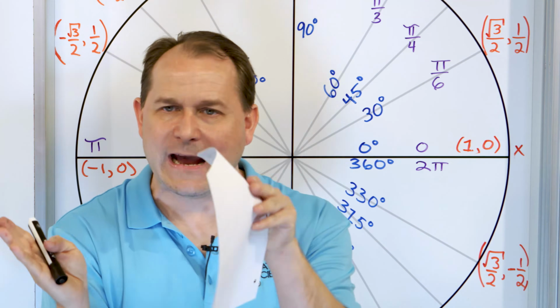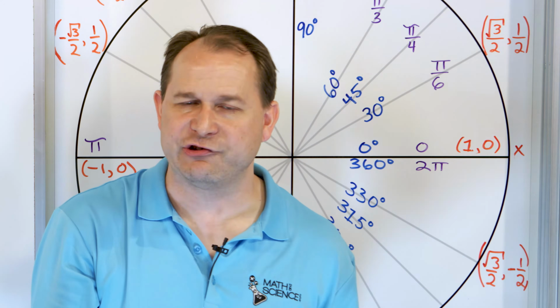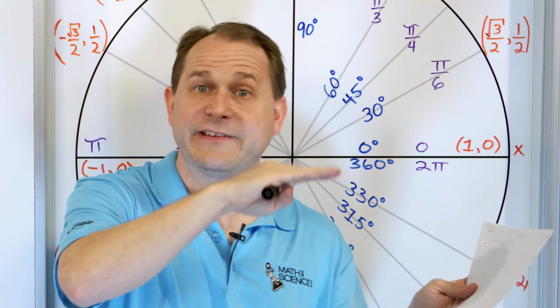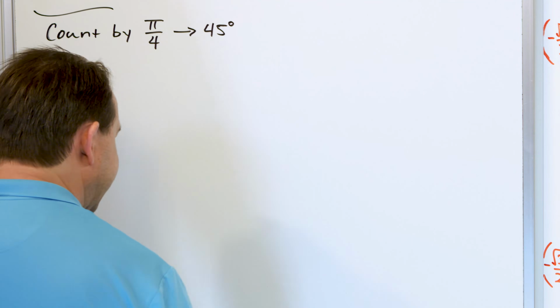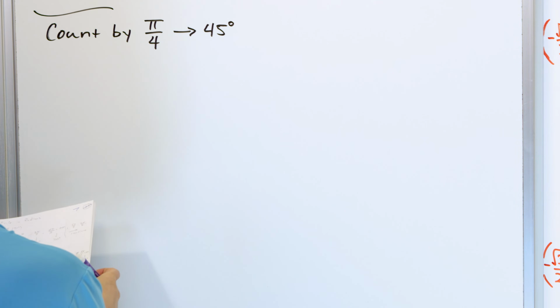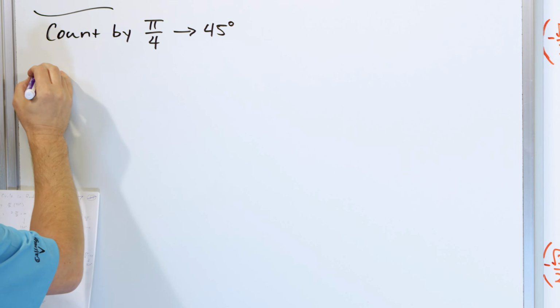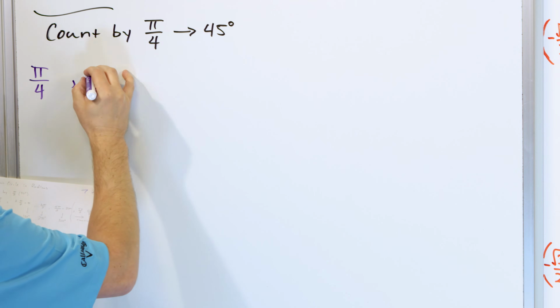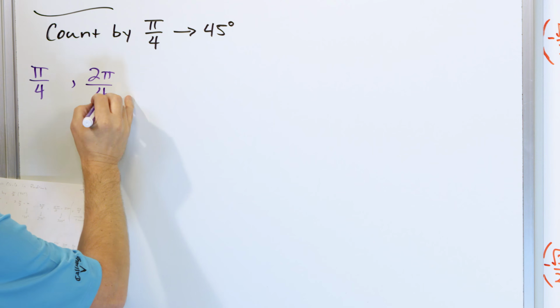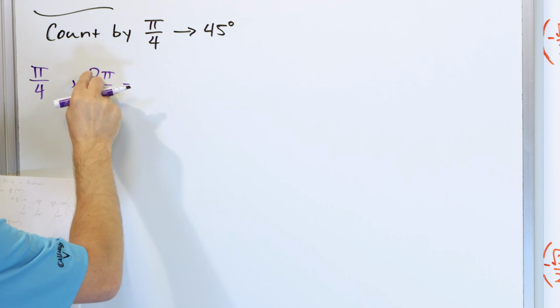You're just counting in 45-degree chunks because each chunk is pi over 4, and you're just counting around the unit circle. Now let's do the math and see how those shake out as we continue on around. So we started off with pi over 4, right? Then we got to 2 pi over 4. But this one can be reduced. What is this going to reduce to?